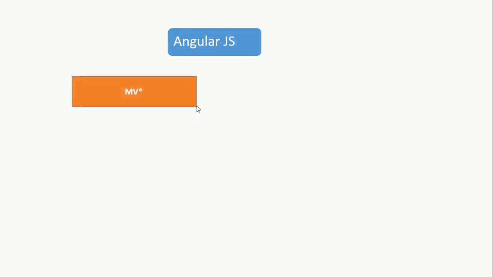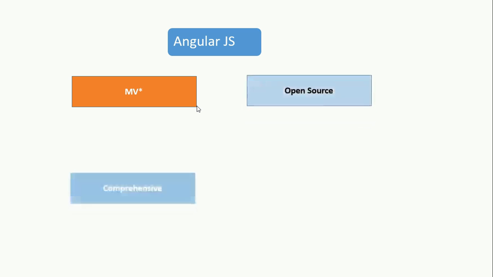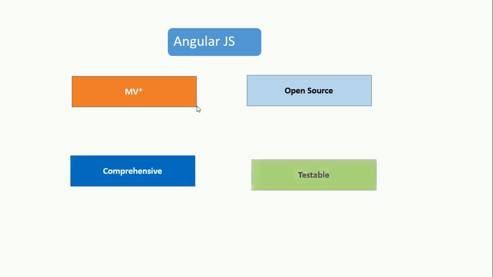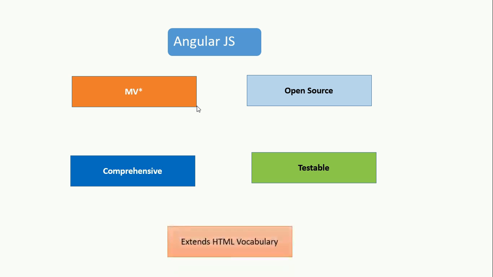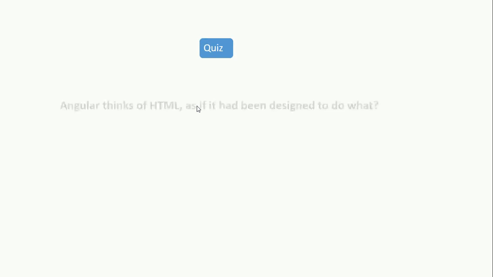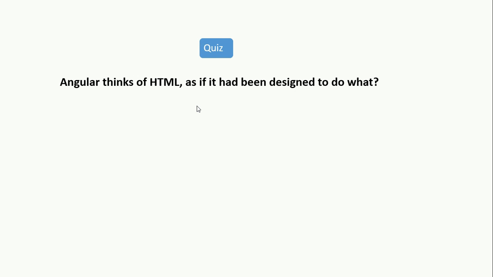Now, as we have summarized quickly, AngularJS is an MV star framework. It is open source, it is comprehensive, it is testable, and it is an extended HTML vocabulary. These are a few of the features. Now a quick quiz. Angular thinks of HTML as if it had been designed to do what? Basically it is meant to be an application rather than only documents.